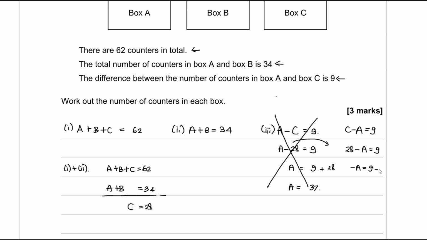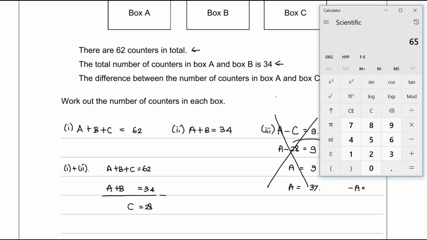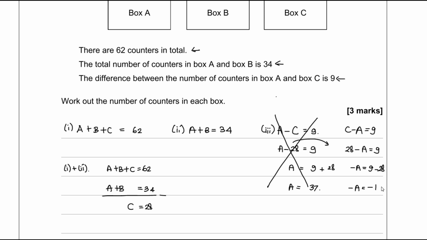So 9 and then take away 28. Because it's positive, so it should be negative. Minus A is equal to 9 take away 28. You can use calculator if you like. 9 take away 28. It's minus 19. Here, minus 19. So A is 19. The reason is that these negative signs cancel each other. So we have A is equal to 19 and then C is 28. This makes sense for the first information here. 62 for all boxes.